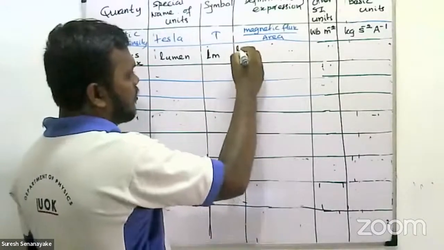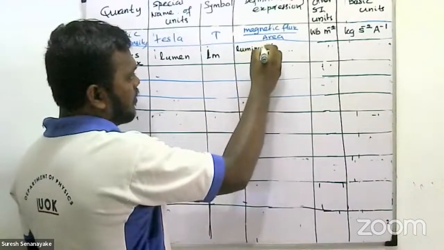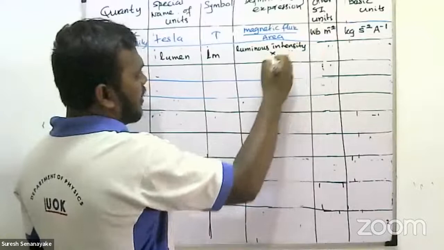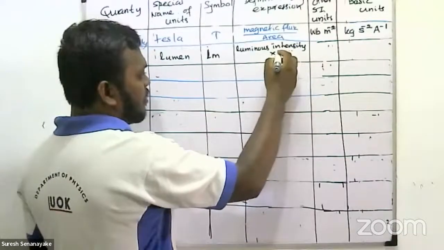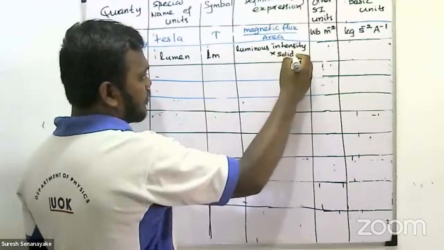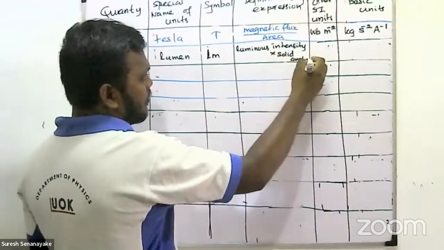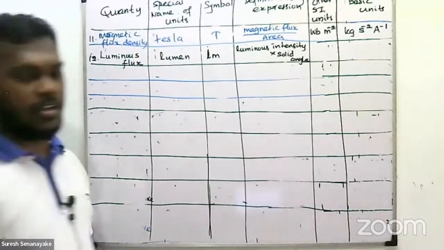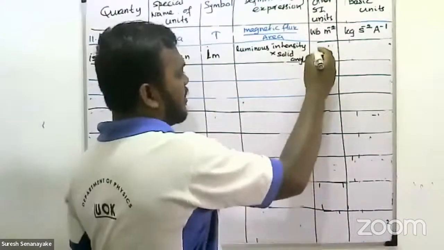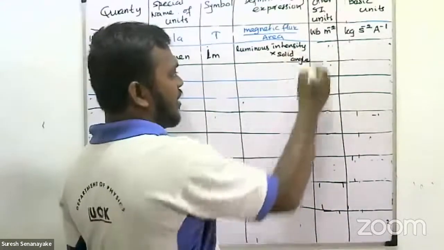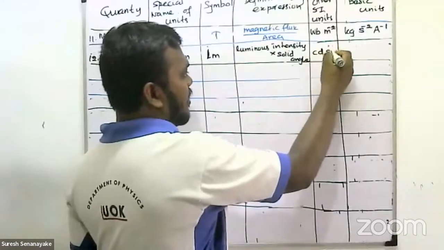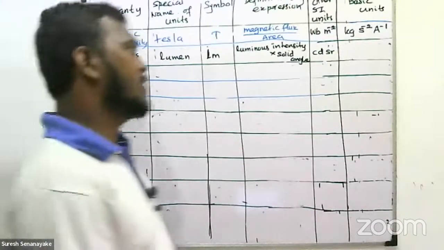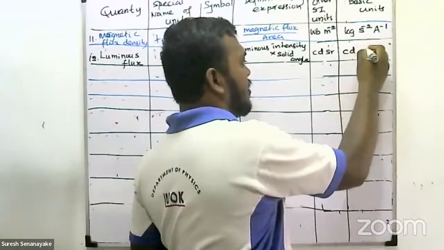Its definition is luminous intensity multiplied by the solid angle. The luminous intensity is measured in candela. Solid angle is steradian. So it is candela steradian, CD SR. Don't worry, the base unit is the same as this, the CD steradian.